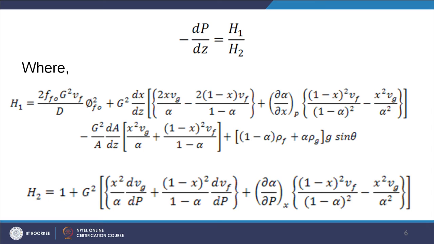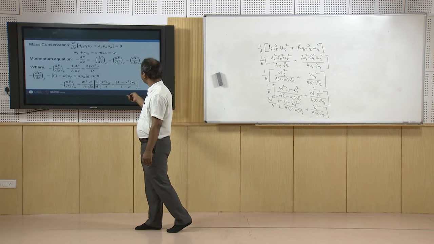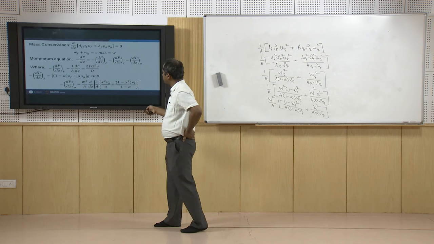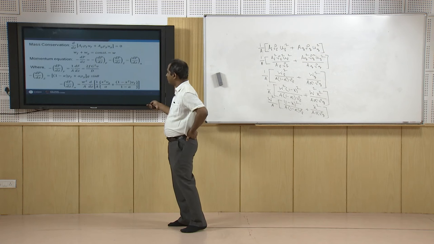Now, let us discuss the accelerational part. Here you see the accelerational part, we are having d/dz of some term. Now, here we can find out we are having four different types of terms. So, one is A. Obviously, A is varying with respect to z. Another one is alpha. Obviously, alpha is varying with respect to z.